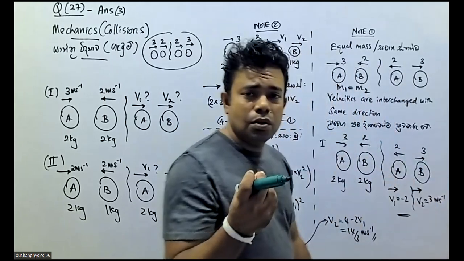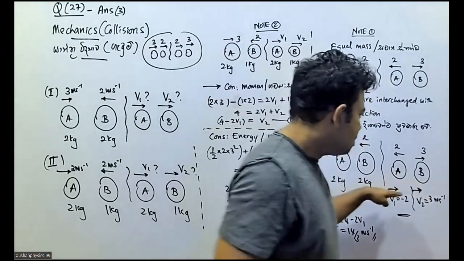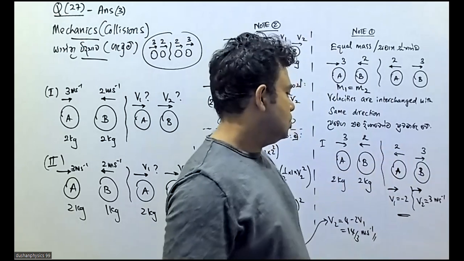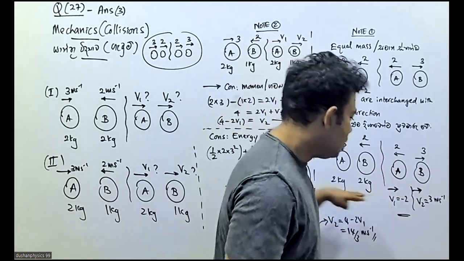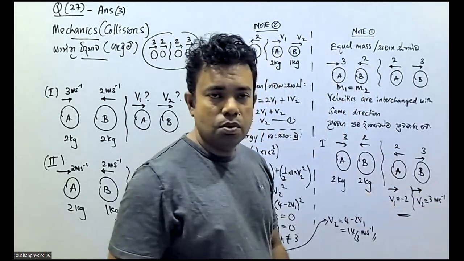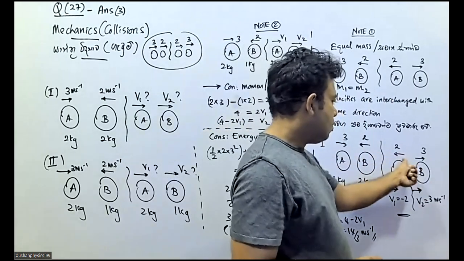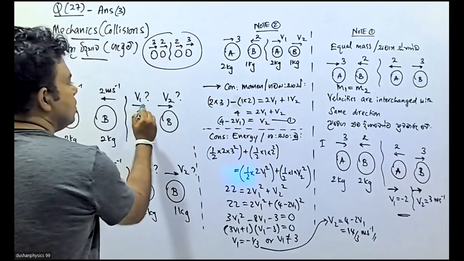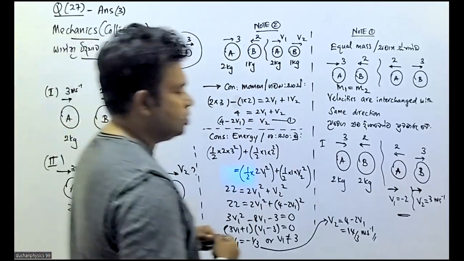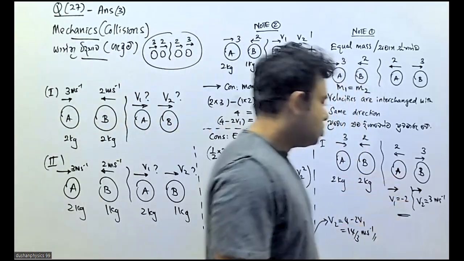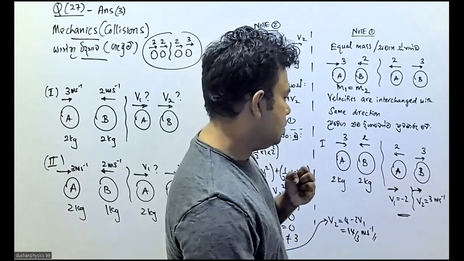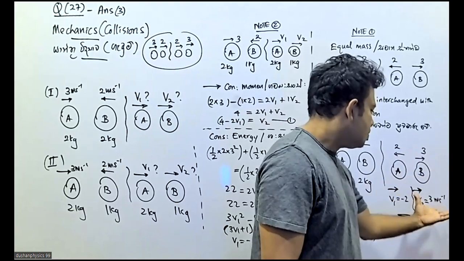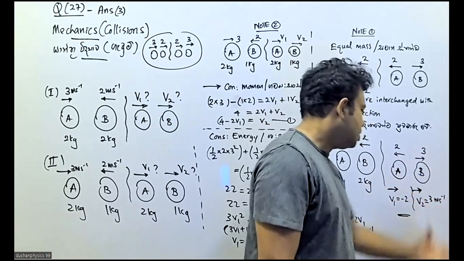There is a catch: what they are asking is the velocity in this direction. A is left hand side 2. Therefore V1 should be minus 2, because A is moving 2 to the left, but we are asked for the right hand side velocity. So you have to say minus 2. B is right hand side 3, and they are asking for the right hand side also, so V2 should be 3.